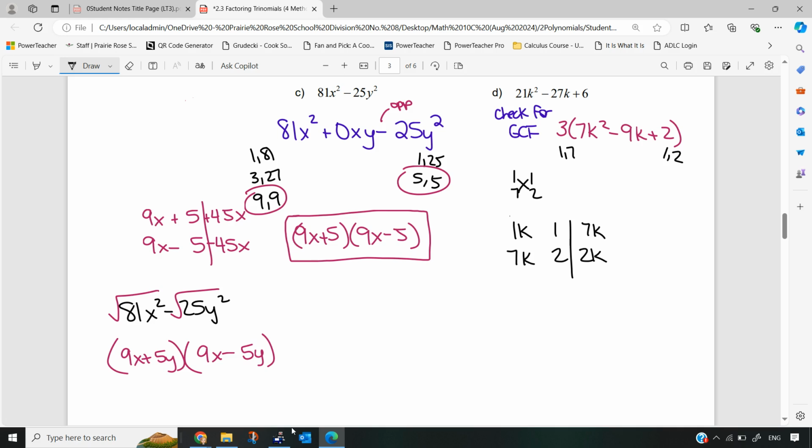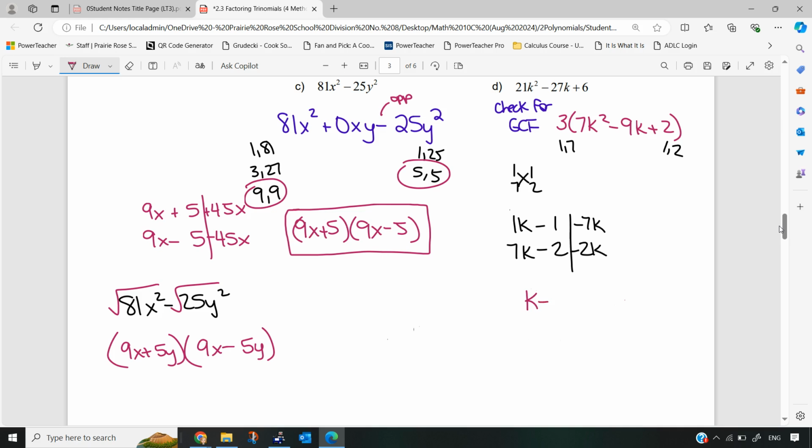Now I notice my signs. I have a positive product, so I want the same sign, and I have a negative sum. So these both need to be negative, and those translate over. So the factors are k minus 1 and 7k minus 2. And again, we need to remember that that 3 comes down, so our final factors would be 3 times k minus 1 times 7k minus 2.